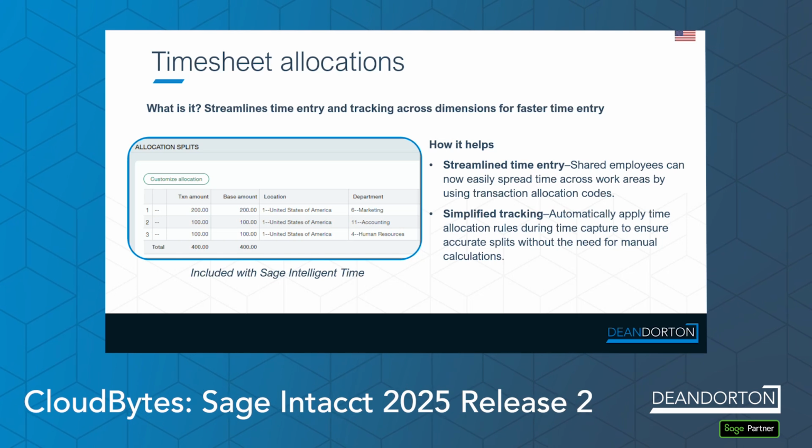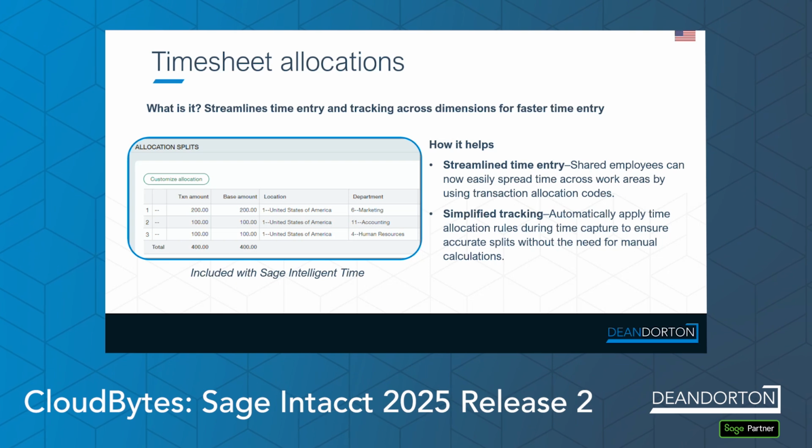Timesheet allocations. This is included with the Sage Intelligent Time, and it really allows for shared employees to spread time across work areas by using allocation codes. So you can, for example, inside of the general ledger now in Intacct, create allocations that will allow you to predefine the split of transactions. You can do that same type of thing with your timesheets now and have allocations.